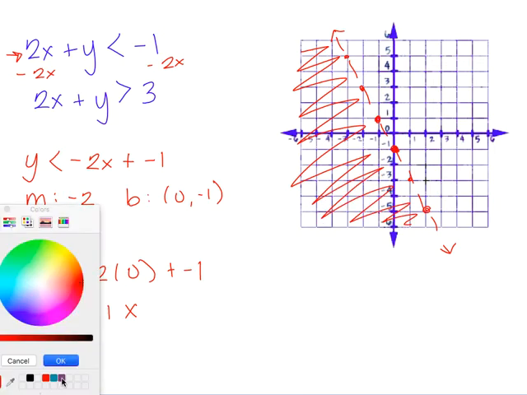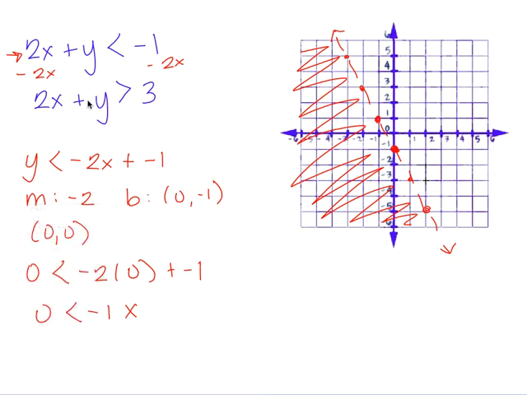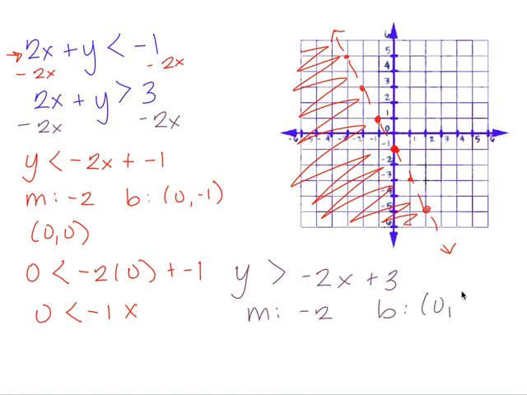Now I'm going to do the second one. Again, I'm going to subtract 2x, so I get y is greater than negative 2x plus 3. I'm going to identify my slope as negative 2, my y-intercept as 3, and I'm going to start to graph it.